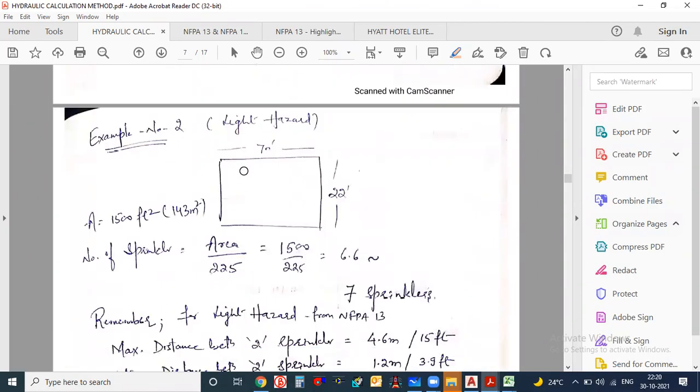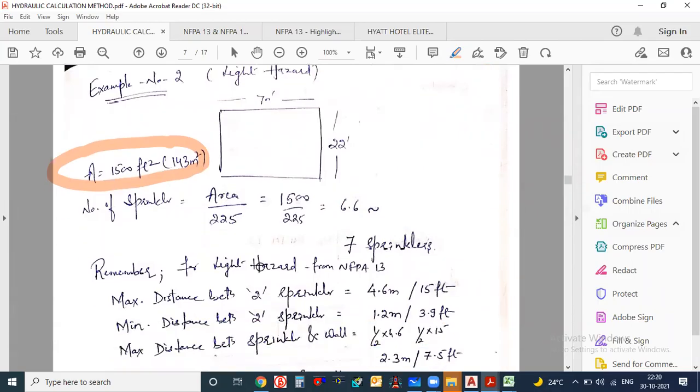Next, we will do the real manual calculation method. Here, I have taken 1500 square feet because as per NFPA, for light hazard, the minimum design area we have to take is 1500 square feet. Simply, the number of sprinklers I have selected is 1500 divided by 225. I am getting 7 sprinklers.